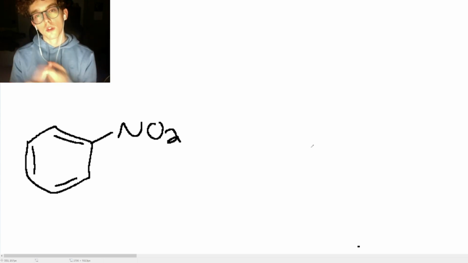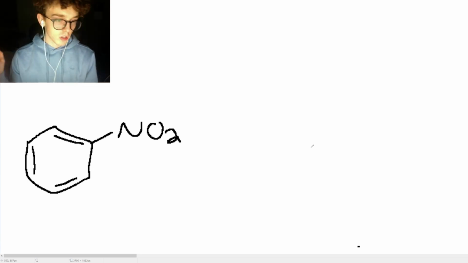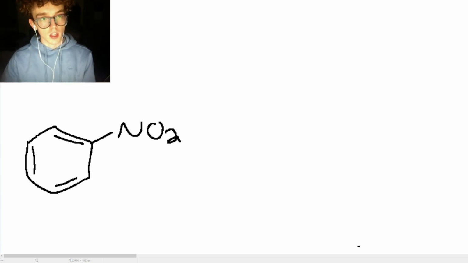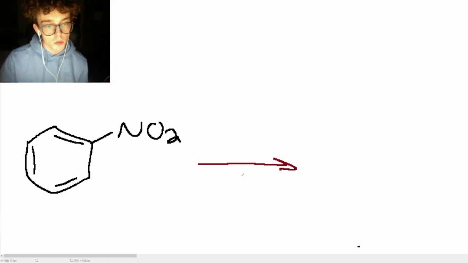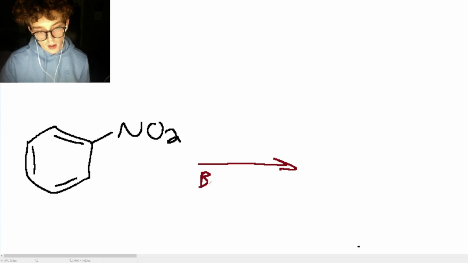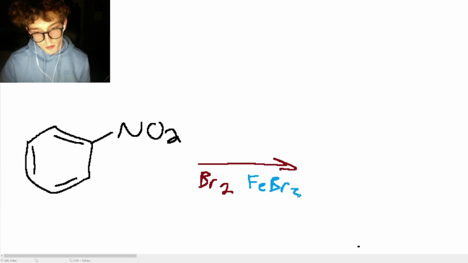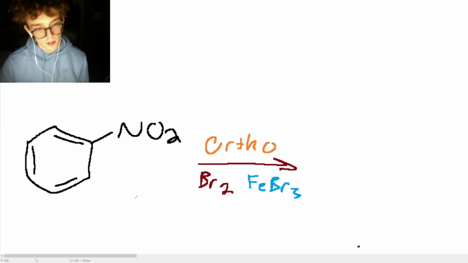Alrighty, so I want to do kind of what we did with activating groups, where we showed a hypothetical ortho-meta-para attack, and I want to do it here with nitrobenzene, just to show you the differences in stability. So we're going to do a halogenation like activating groups. We're going to add our bromine gas, and then use our catalyst here, iron tribromide. Right, and we're going to do a hypothetical ortho attack, right? So if we do that, we're going to get this molecule here.